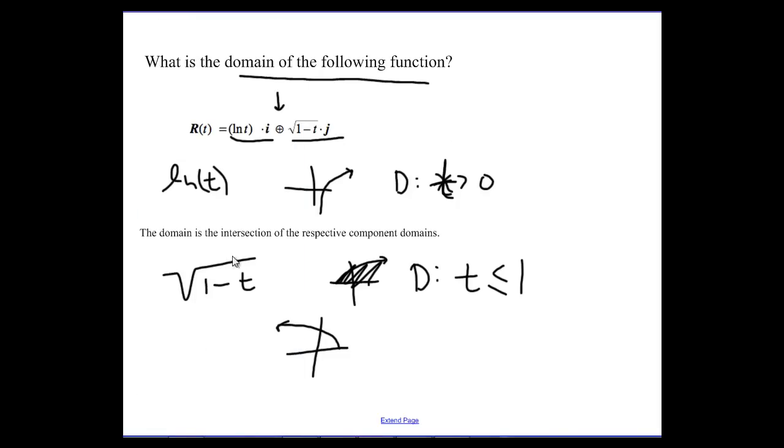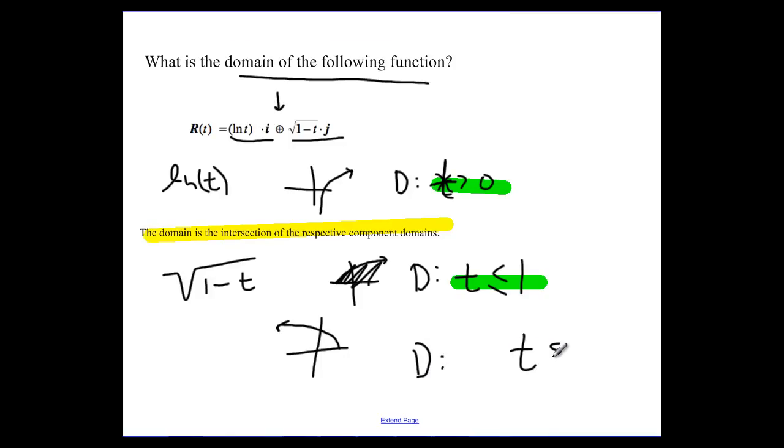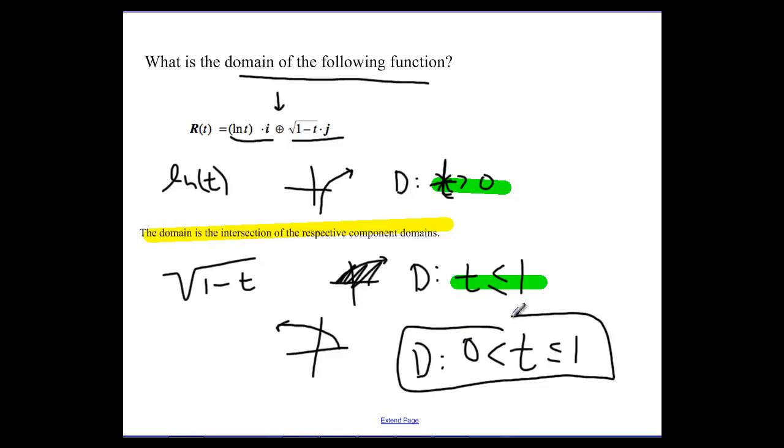Well, the domain is the intersection of the respective domains. So I know that my first one had a domain where t needed to be greater than 0, and here t needs to be less than or equal to 1. So the total domain of this function is that t must be less than or equal to 1, but greater than 0. And that would be my total domain of this function, because it is the intersection of the respective component domains.